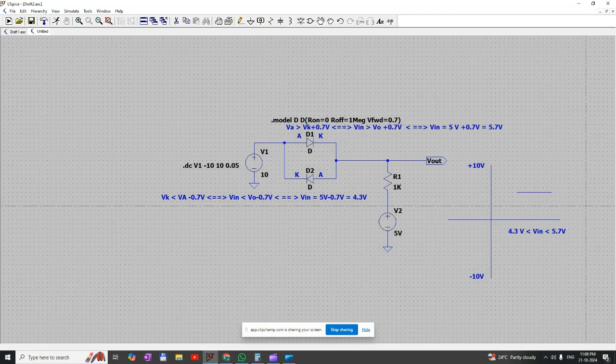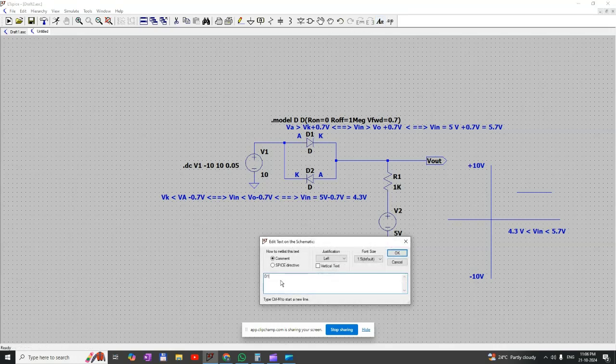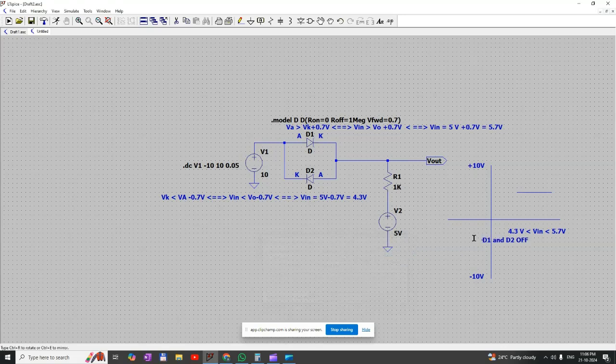When the input voltage is less than 4.3 volt, then only D2 gets on, and when it is more than 5.7 volt, D1 gets on. In between this, D1 and D2 are off. Okay, in this condition D1 and D2 are off. When D1 and D2 are off, we are getting a constant 5 volt here.